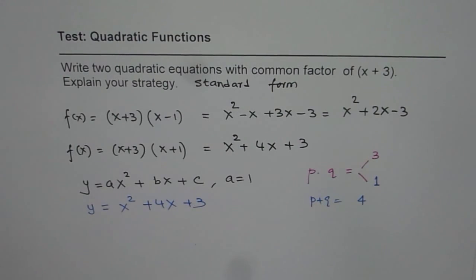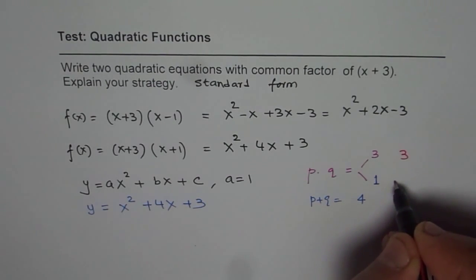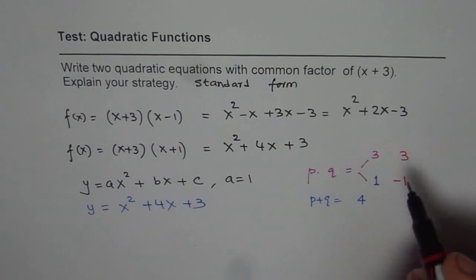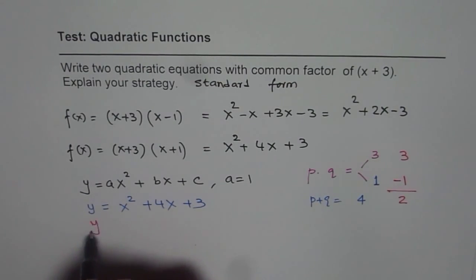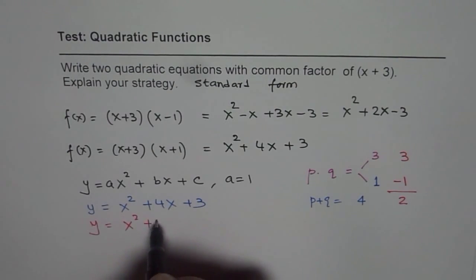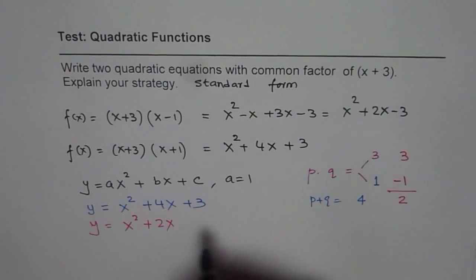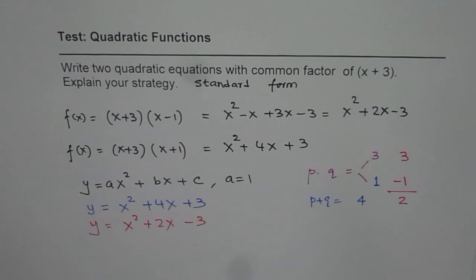So we can give multiple examples like this, right? So we can write 3 and we can use minus 1, right? So when you add this 3 and minus 1, what do you get? You get 2. So I could write this different equation with sum 2, right? So I get plus 2x, and then my product is minus 3, so I get minus 3. So I got the same equation as before. Well, I could have got any equation by these kinds of combinations, right?